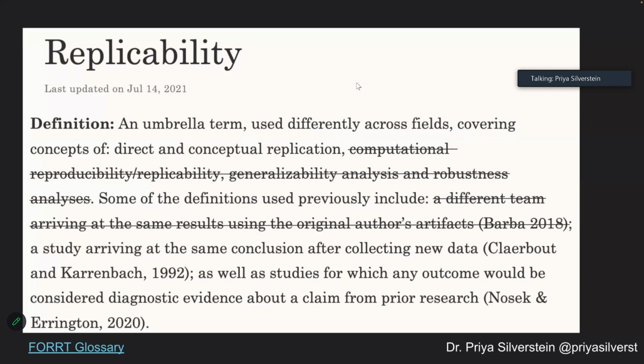But replicability in general covers the concepts of direct and conceptual replications. I'll talk a bit about the difference between those later. But some good definitions are a study arriving at the same conclusion after collecting new data. So that would be if something is replicable. And also studies for which any outcome would be considered diagnostic evidence about a claim from prior research. So this is a long-winded way of saying conducting the same study again, but it needs to be long-winded because of all the caveats of what it means to conduct a study again, which we'll talk about.